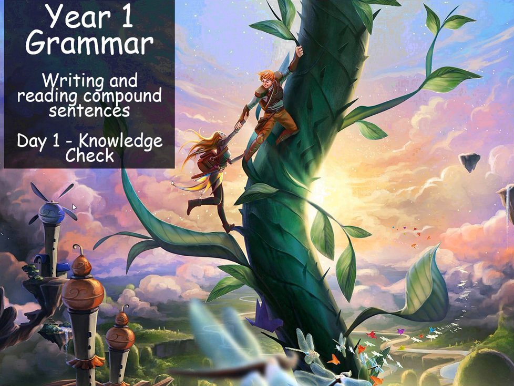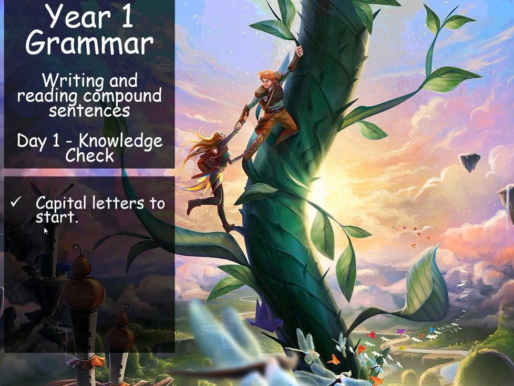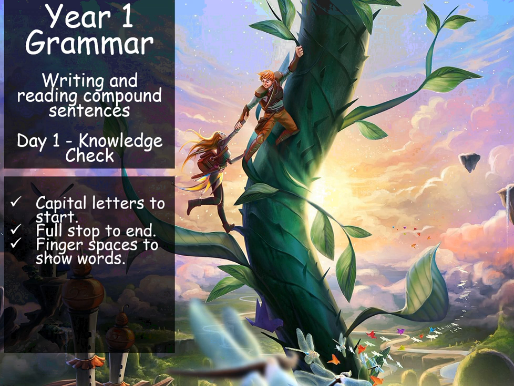So what we've got is, for a sentence to be a sentence, you need capital letters to start. I bet you got them. A full stop at the end. I bet you got them as well. Finger spaces to show where one word ends and another one begins. You need to write on lines. You need to make sure that your sentence makes sense. That's why it's called a sentence.